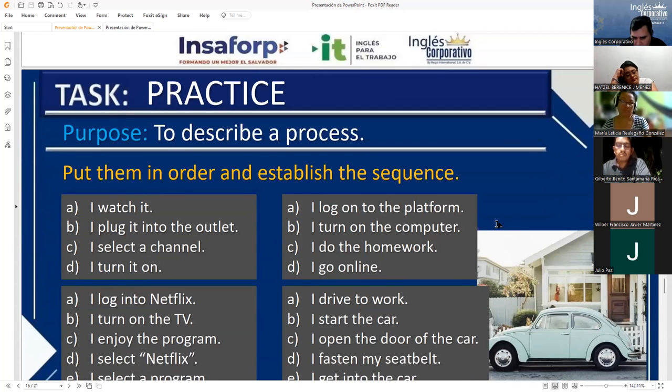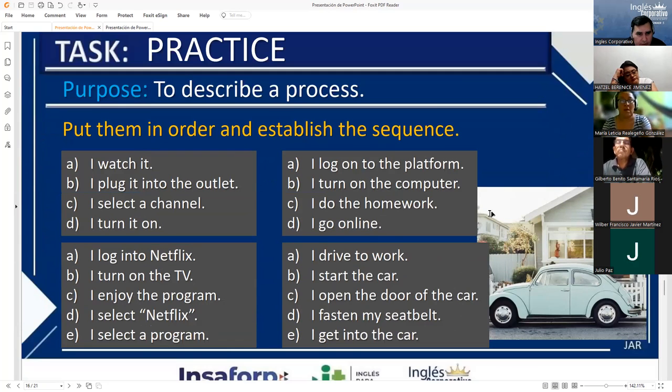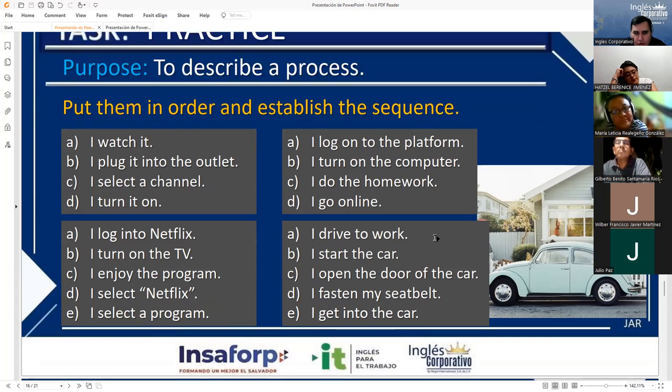Practice to describe a process. Okay, what's number one, what's number two, what's number three? I'm going to give you the example and then you will go to the groups to do the next. So let's do this together. I watch TV: I plug it into the outlet, I select a channel, I turn it on. What's the first?